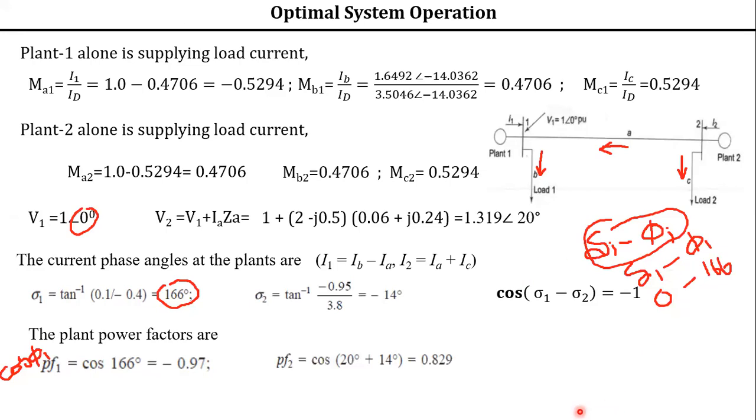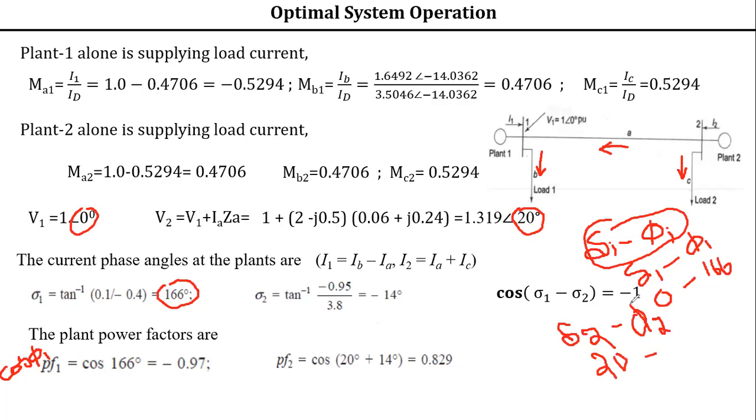How? I will show it to you. The general is delta i minus phi i. For plant 2, what is i? It is delta 2 minus phi 2. What is delta 2? It is the voltage phase angle at bus 2. So what is the voltage phase angle at bus 2? It is 20. So I am writing it is 20 minus phi 2.